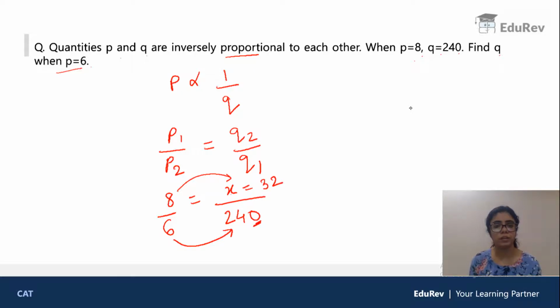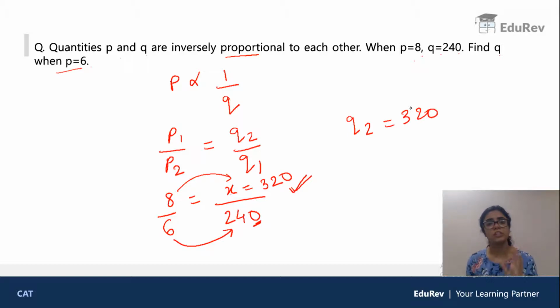They've put a 0 here. You will put a 0 here. So this value becomes 320. So basically your value of Q2 is 320. Okay? So this is how you can solve the problem. It's a very simple problem.